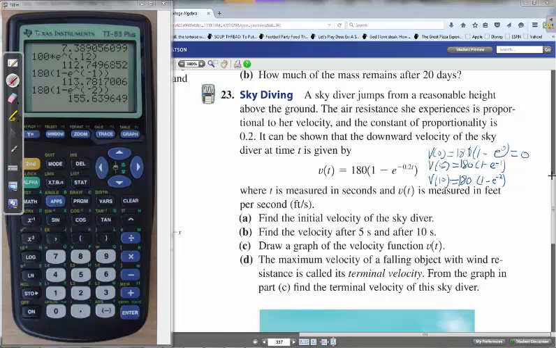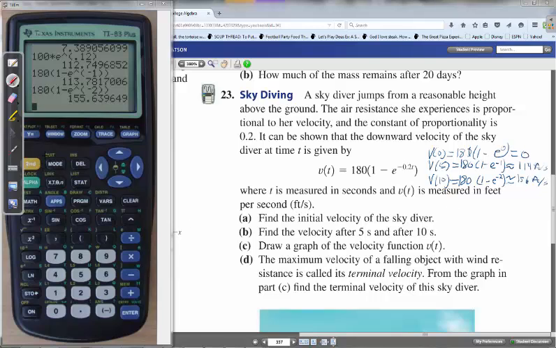So approximately 114, which should be feet per second. And approximately 156 feet per second.